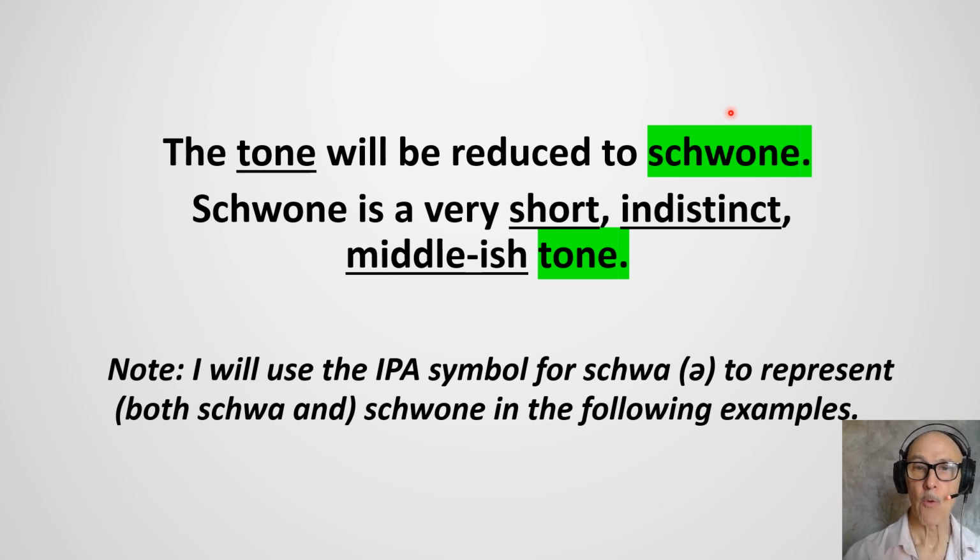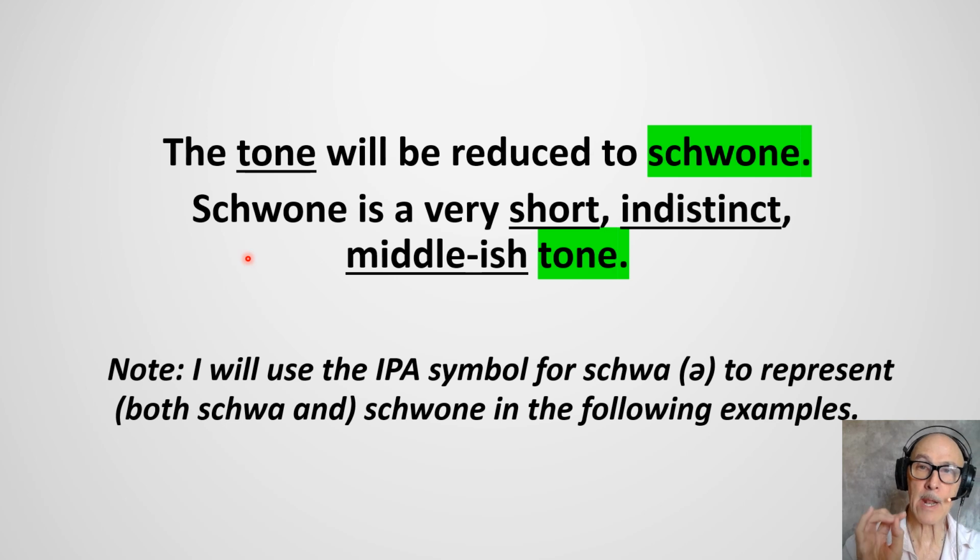So what is schwon? Very much like schwa. Schwon is a very short, indistinct, middle-ish tone. So it doesn't go anywhere. It's again like sort of like that. Really very short, indistinct, so there's no direction to it. It's not like it goes up a little bit or down or has any sort of contour. It's almost just like a little dot, okay?